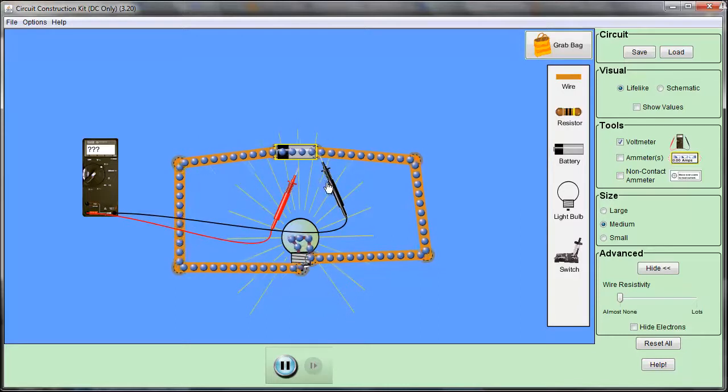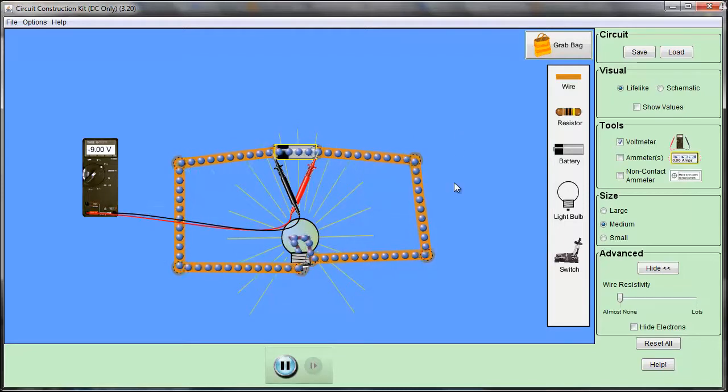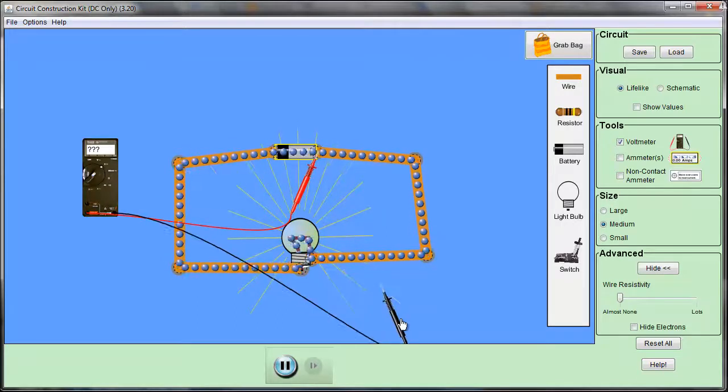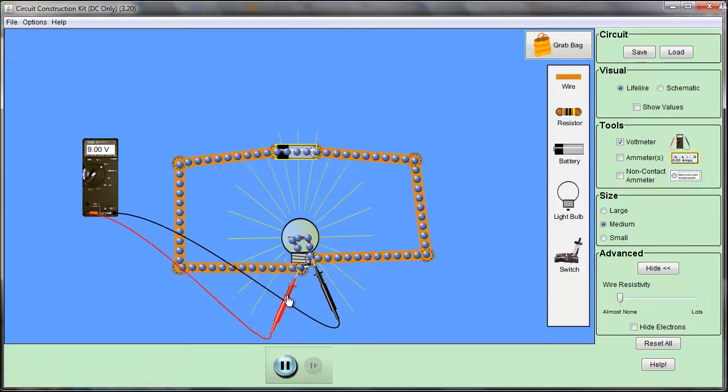If we reverse the leads of the voltmeter around, we'll get a measurement of minus 9 volts. And that just tells us how the positive and negative leads of the voltmeter are arranged in relation to the positive and negative sides of the circuit. Given that we only have one circuit element in our circuit, we'd expect all of that 9 volts to be dropped across the lamp. And there we go, we've got 9 volts across the lamp.